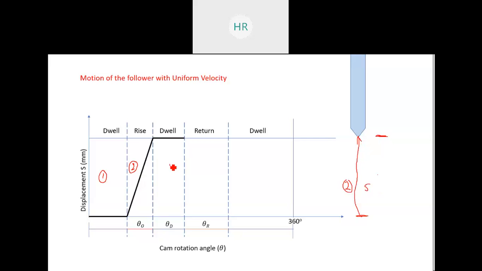Now during the third portion, that is the dwell, my follower has maintained this position. My follower is not moving. Keep this thing in mind. During the dwell period, my follower will maintain its level. अगर वो नीचे होगा तो नीचे रहेगा, अगर वो ऊपर होगा तो ऊपर रहेगा.